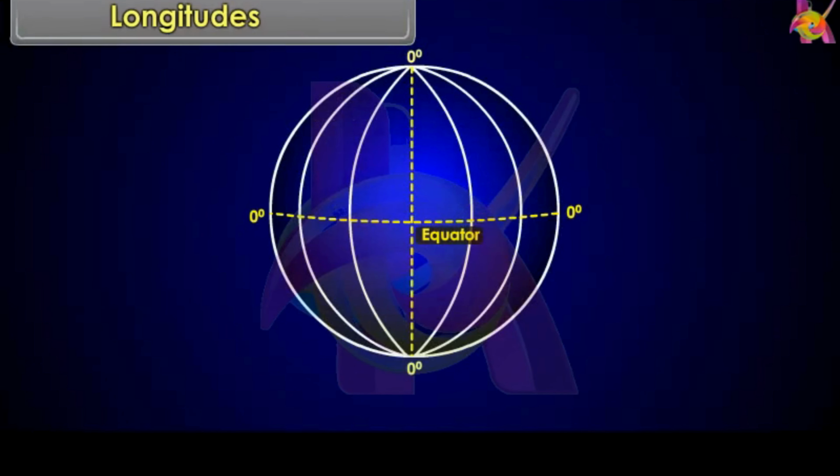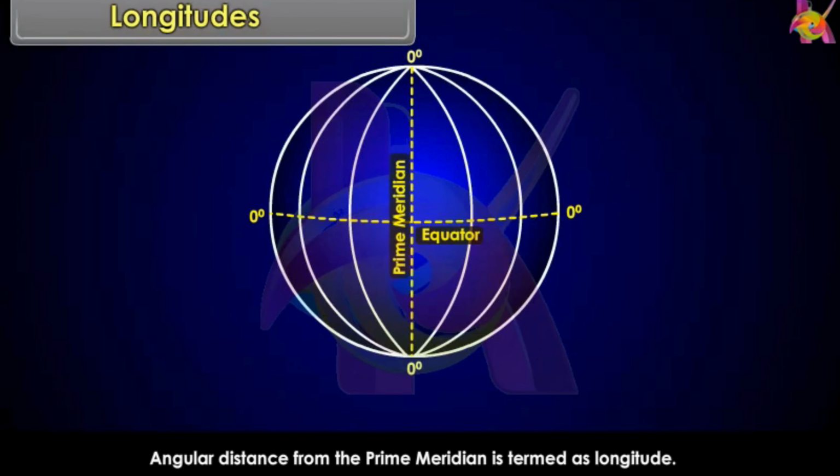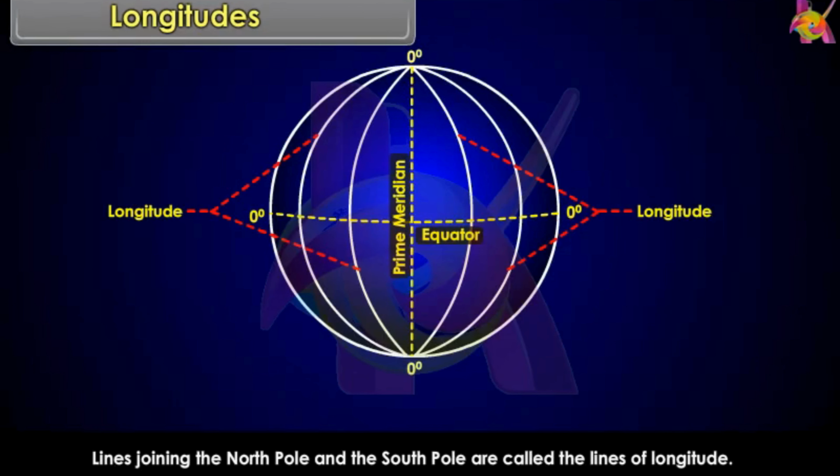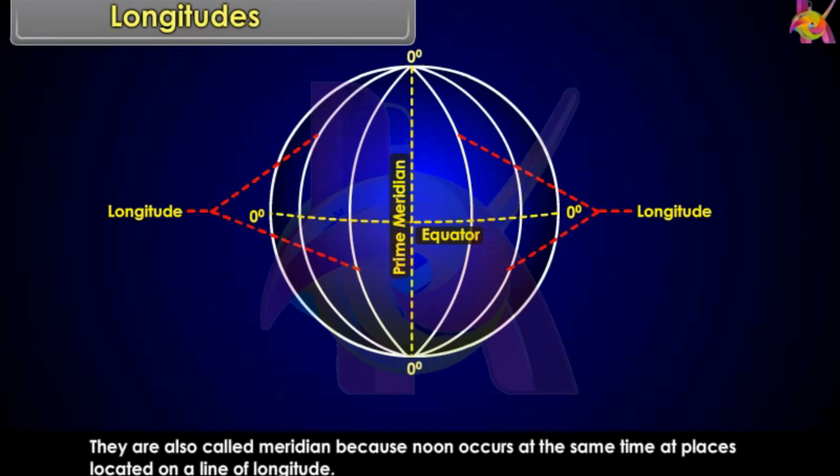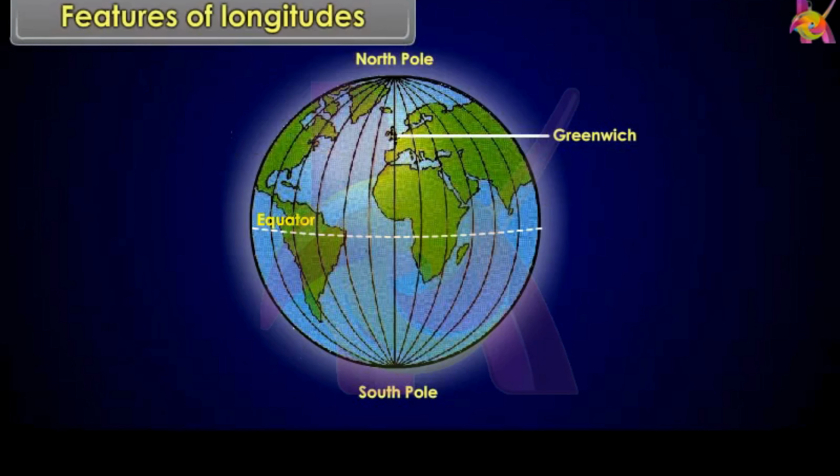Frigid means cold. This is a very cold zone. Longitudes. Angular distance from the prime meridian is termed as longitude. Lines joining the North Pole and the South Pole are called the lines of longitude. They are also called meridians because noon occurs at the same time at places located on a line of longitude. Features of longitudes. Meridians are equal in length. All the longitudes converge at the poles.